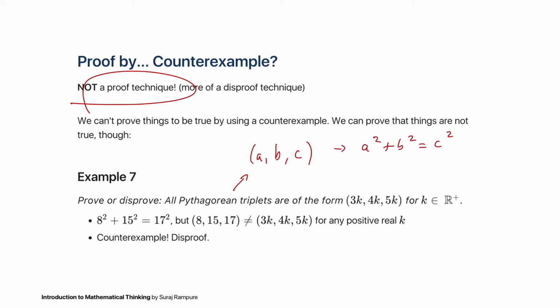Any questions with this? Yes? So if we actually want to prove that all Pythagorean triplets are not of the form 3k, 4k, 5k, could we basically write an actual formal proof with just one counterexample? So if our proposition was to prove that not all Pythagorean triplets are this, then yeah, you could show just one example, and therefore not all of them fit this format, because I showed one that doesn't. And that would be a rigorous proof?